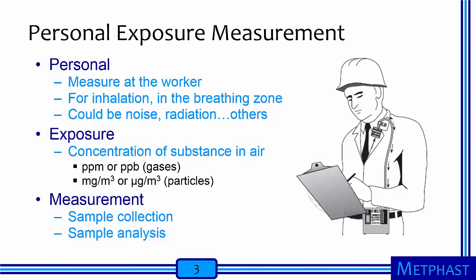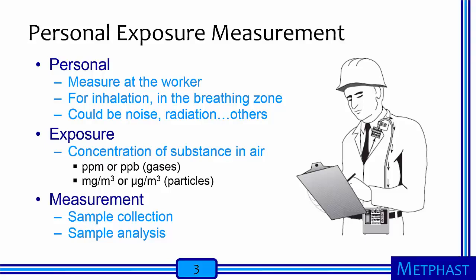First, I want to make sure we all understand what a personal exposure measurement is. Personal means that the measurement is made at the worker. To address hazards that enter the body by inhalation, a personal measurement means that air is sampled from within the breathing zone. This talk will focus on inhalation hazards. Similar concepts can be applied to noise, radiation, and other hazards.